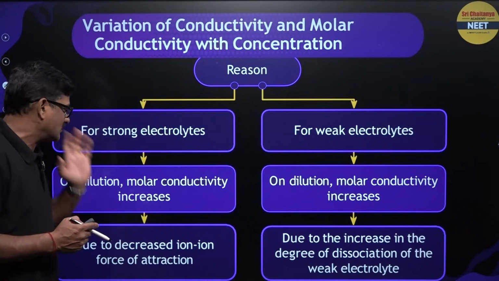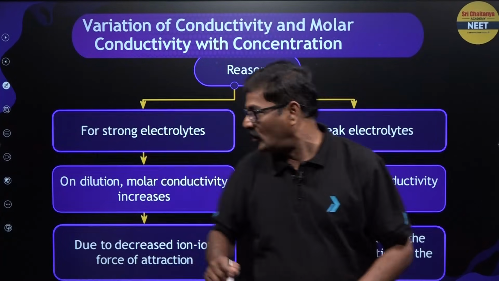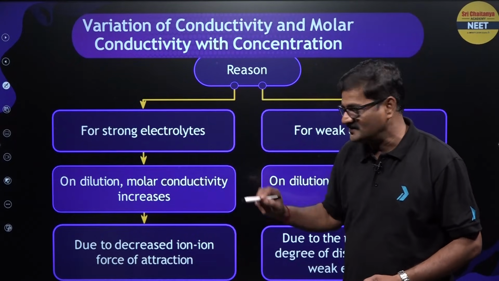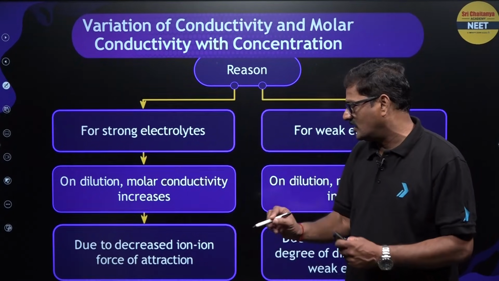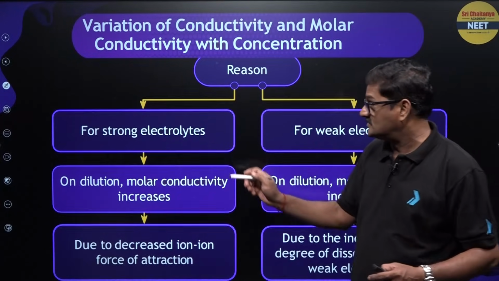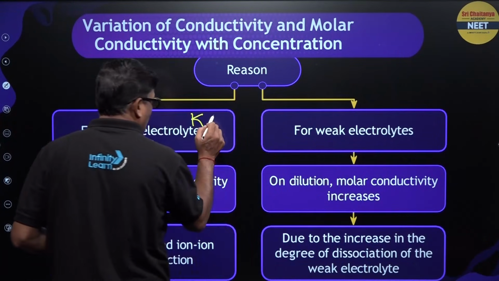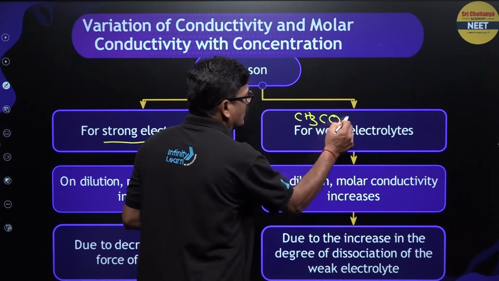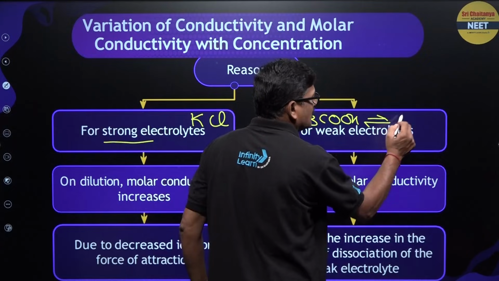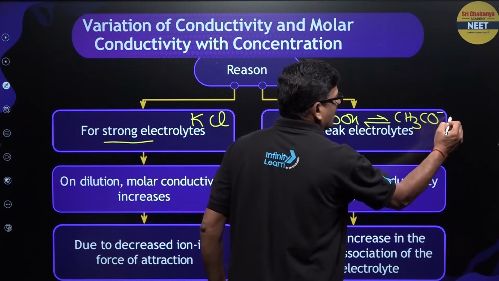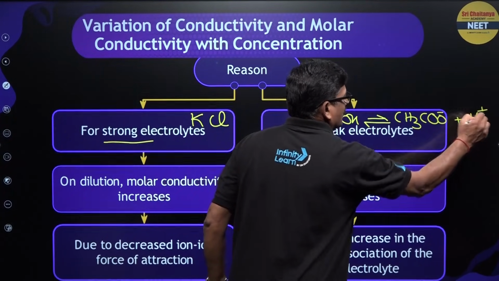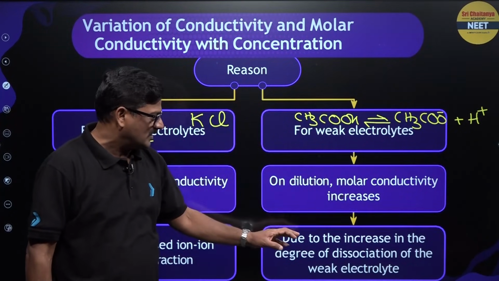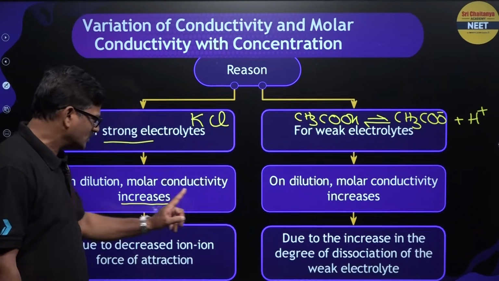Reason, strong electrolyte. So on dilution the strong electrolyte, molar conductivity increases steadily, and due to decrease in the ion force of attractions, of course. This is about the strong electrolyte. Example, potassium chloride. And for a weak electrolyte you can take CH3COOH. It is going to ionize weakly to CH3COO minus and H plus. On dilution molar conductivity increases. Both are increasing, you see, both increase.